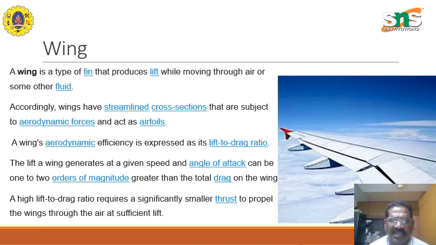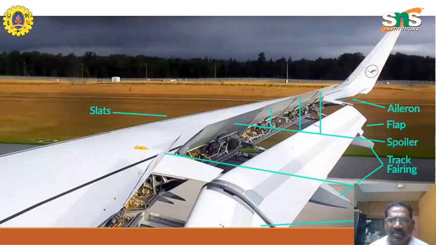The lift a wing generates at a given speed and angle of attack can be one or two orders of magnitude greater than the total drag of the wing. A high lift to drag ratio requires generally a small thrust to propel the wings through the air at sufficient lift. This is the wing shown, and you have the aileron here, the flap is here. These are the spoilers to add drag. Then you have the slats on the other side, and then you have the flaps also.